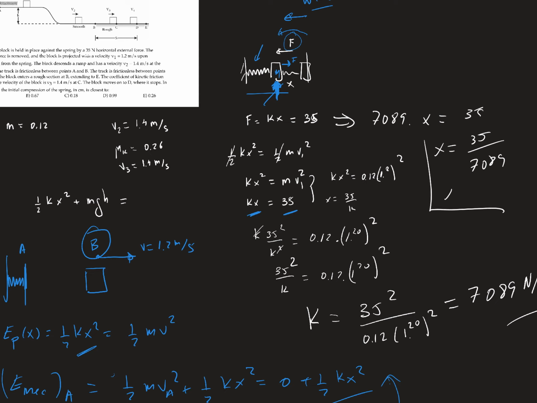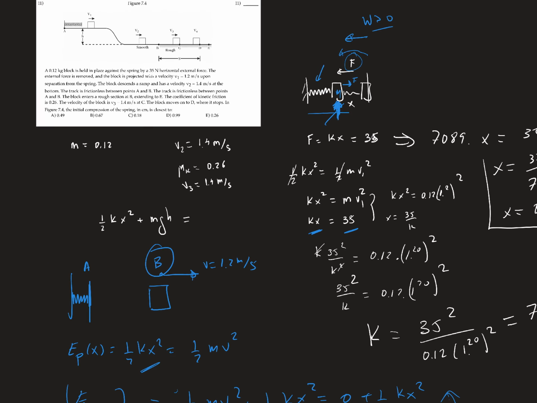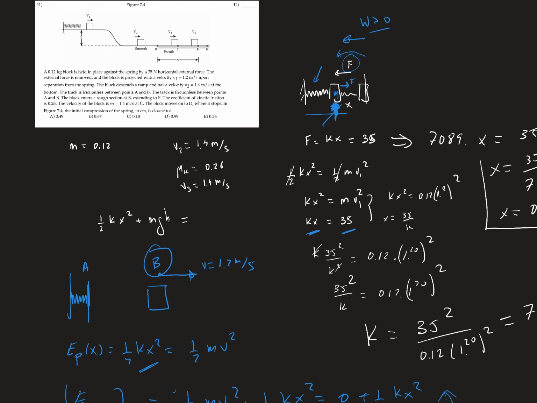So the x will be, Meyer, let me know. Plugging it in right now, one second. 35 divided by 7,089 equals 0.0049 meters. Wow, 0.0049 meters. Okay, 0.0049 meters.